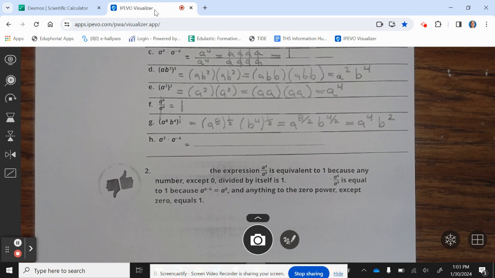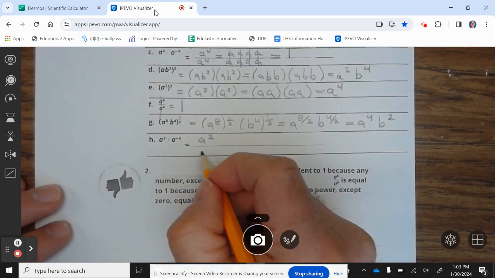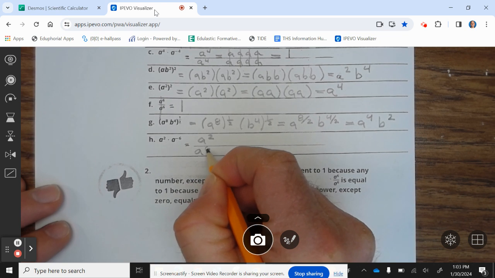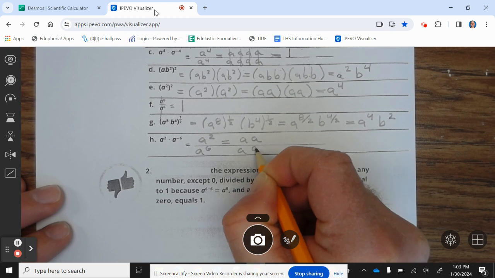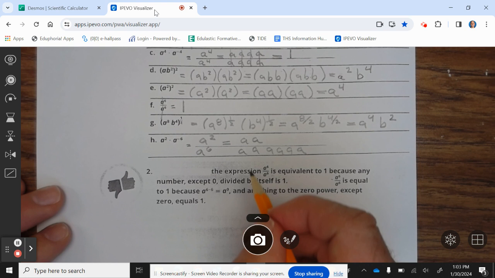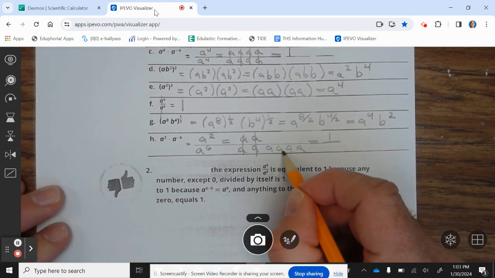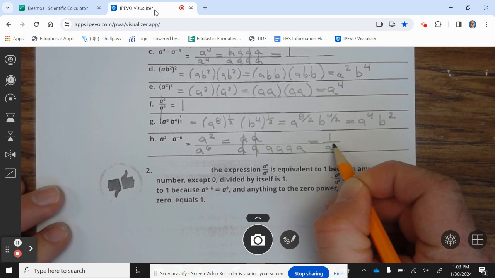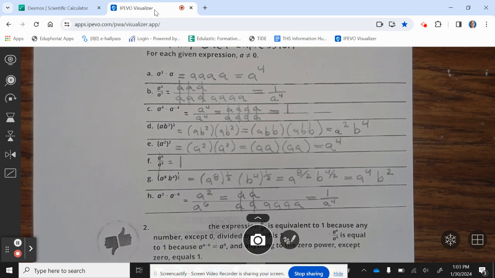All right, let's take a look at h. So that's a squared, and then a to the negative 6 becomes positive in the denominator. So that's 2 a's in the numerator, 6 a's in the denominator. So anything divided by itself is 1. So 1, 1. So that's 1 divided by 1, 2, 3, a to the 4th. All right, go ahead and finish those up.